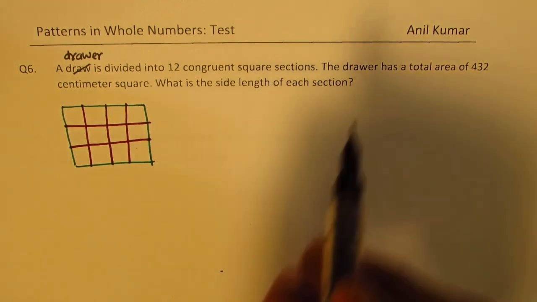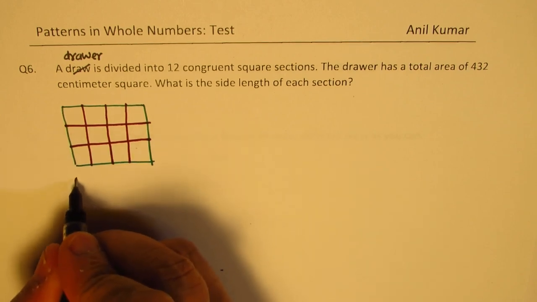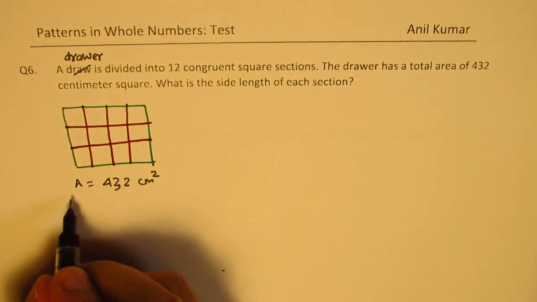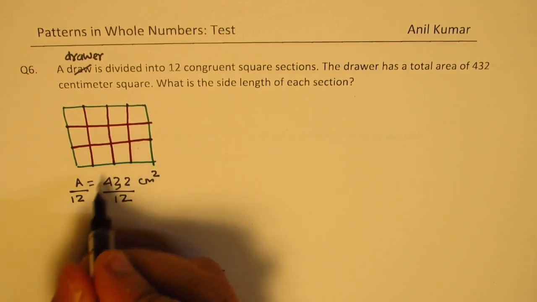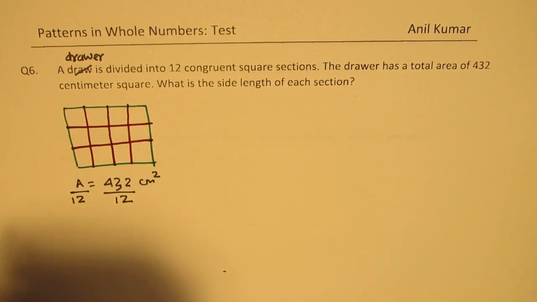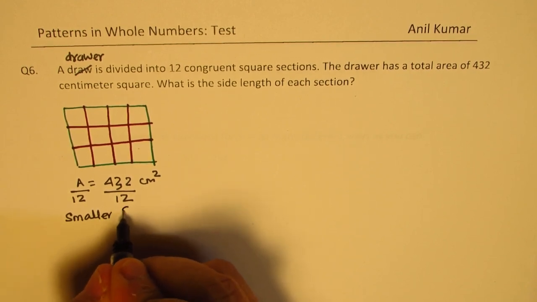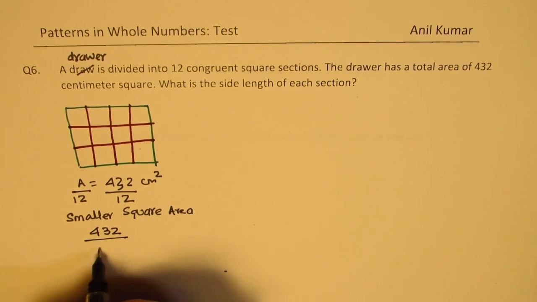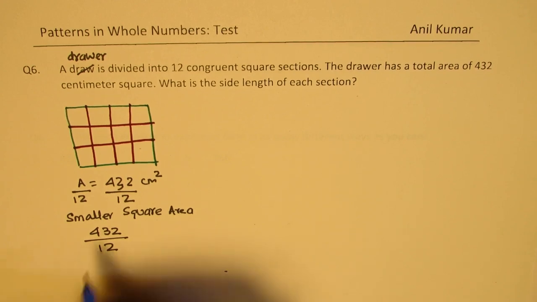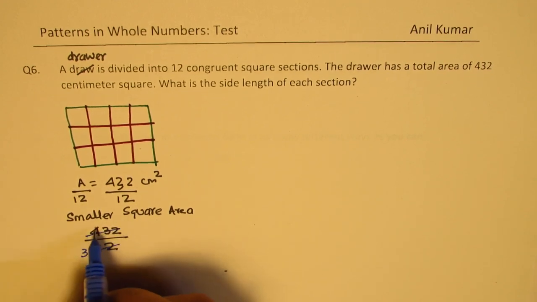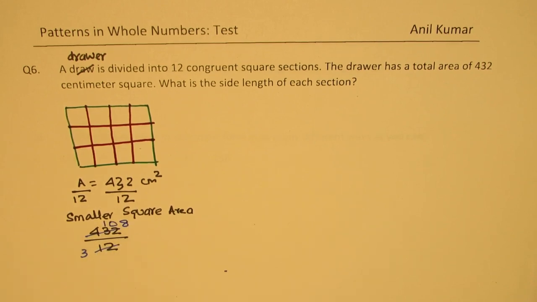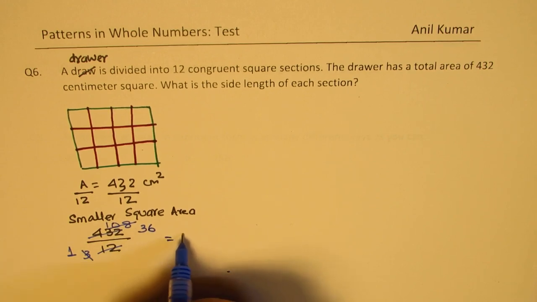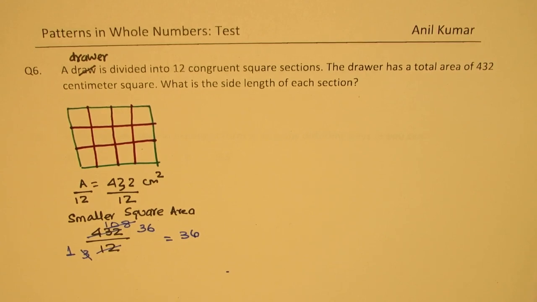Now let's try to understand the question. It has a total area of 432 centimeters square. It is divided into 12 congruent parts. So let's divide this area into 12 parts. So each small area is 432 divided by 12, right? Now, easy calculations, you can divide both the numbers by 4, for example, 3 times 4, 1, this does not go, 8, 4, 0, 8. And now we can divide by 3, right? 3 times 1, and 3 times 3 is 10, and 6. So we get the number 36. So that is the area of each square, right?